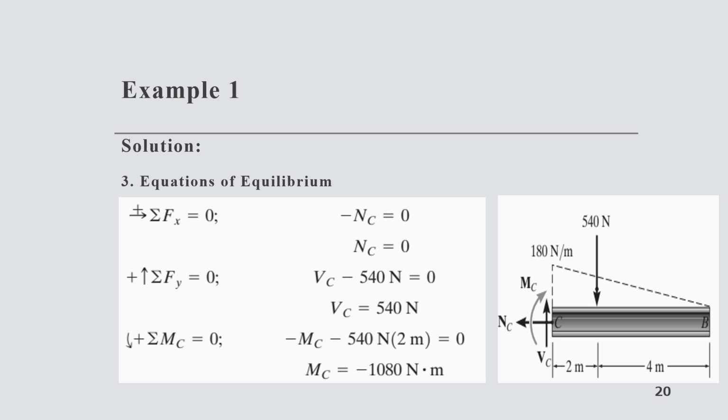Same goes with the moment. We will take the summation of moment at point C. This force is causing a clockwise moment, so the resultant moment or the resisting moment at point C will be anti-clockwise, and it will be equal to the moment caused by this force of 540 Newton to maintain equilibrium.